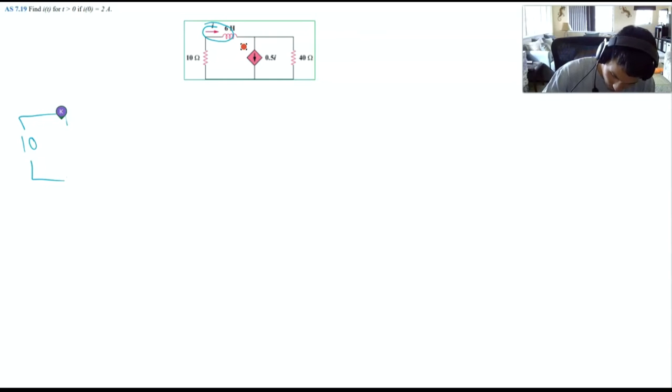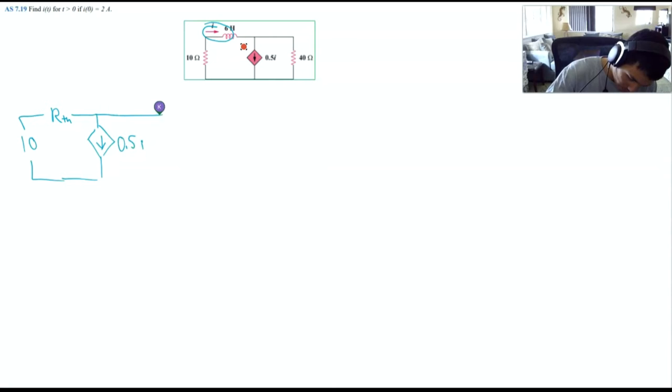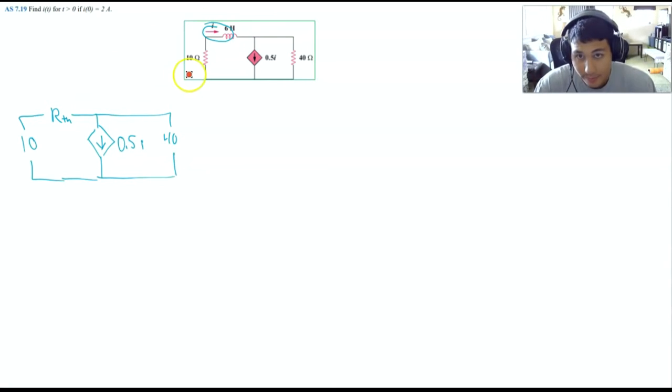Actually, call this R Thevenin, and here we go. So that's what we want to do. We want to redraw the circuit and find the Thevenin resistance. We need this Thevenin resistance, but real quick, let me just state why we need it.